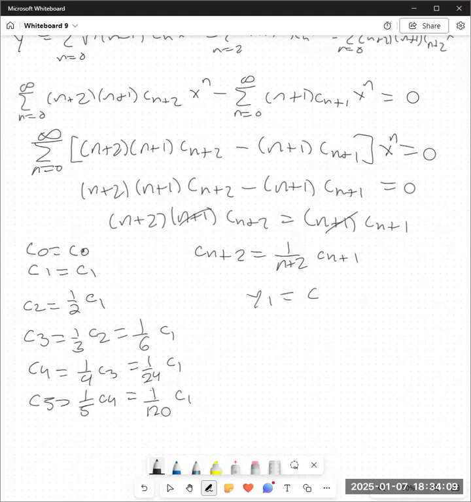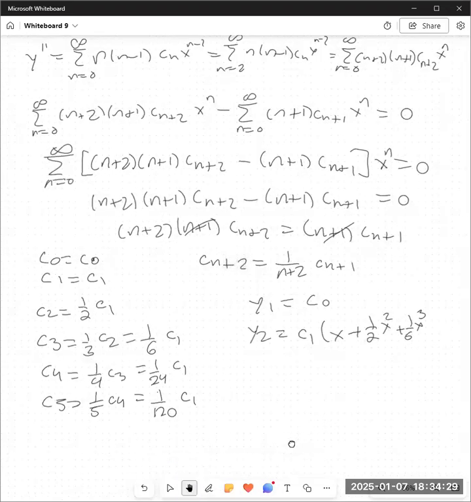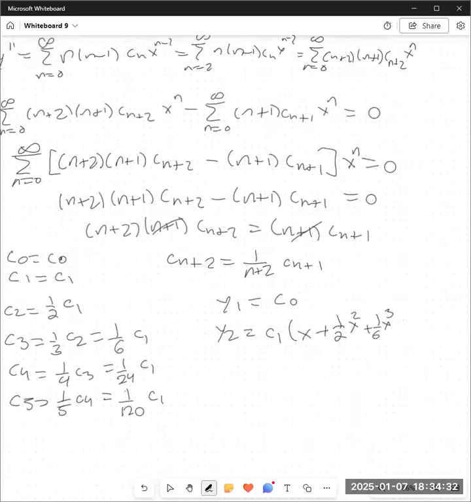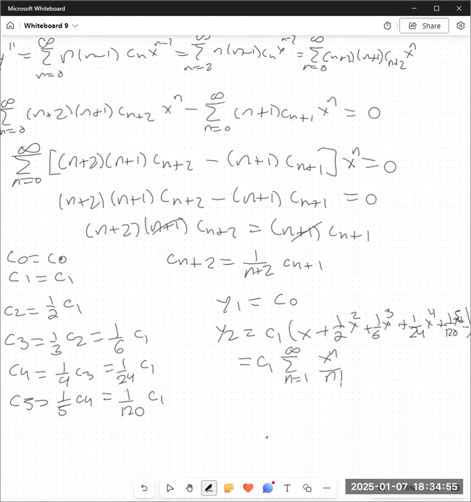So we get y1 equals C0. y2 is equal to C1 times x plus 1 over 2 x squared plus 1 over 6 x cubed plus 1 over 24 x to the 4th plus 1 over 120 x to the 5th plus and so on, which is going to be equal to C1 times the summation from n equals 1 to infinity of x to the n over n factorial.